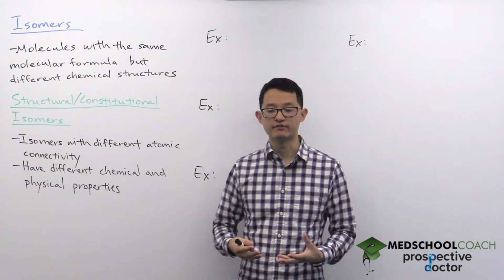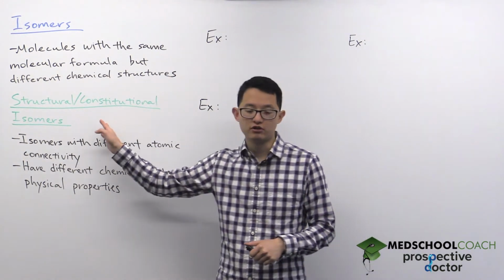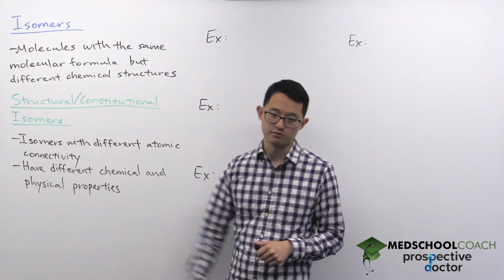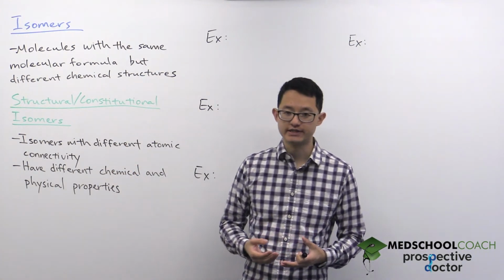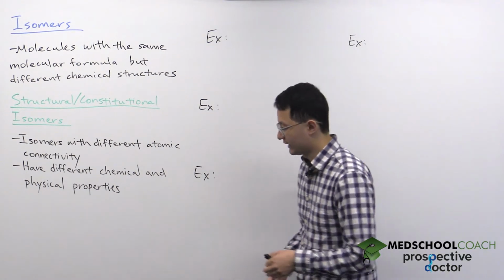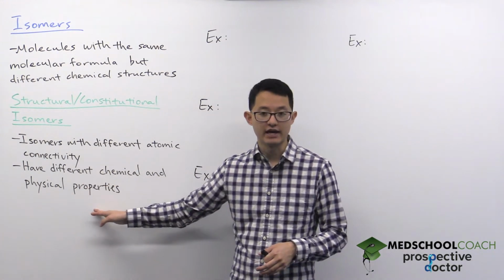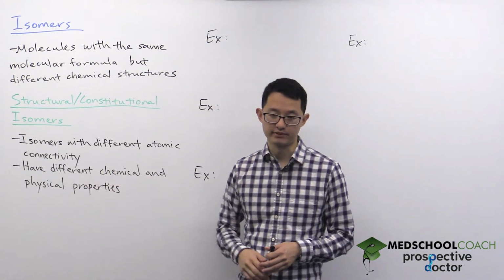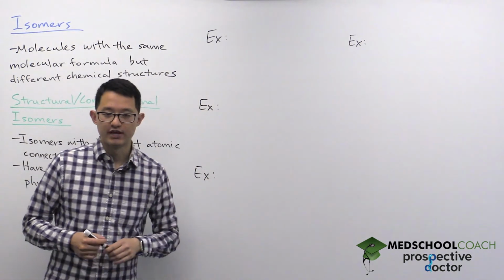We're going to go through each of these one by one, starting off with structural/constitutional isomers. These are isomers that have different atomic connectivities. This means that the atoms are connected in different ways. And as a consequence of having different atomic connectivities, they will have different chemical and physical properties. Okay, so let's take a look at a few examples.